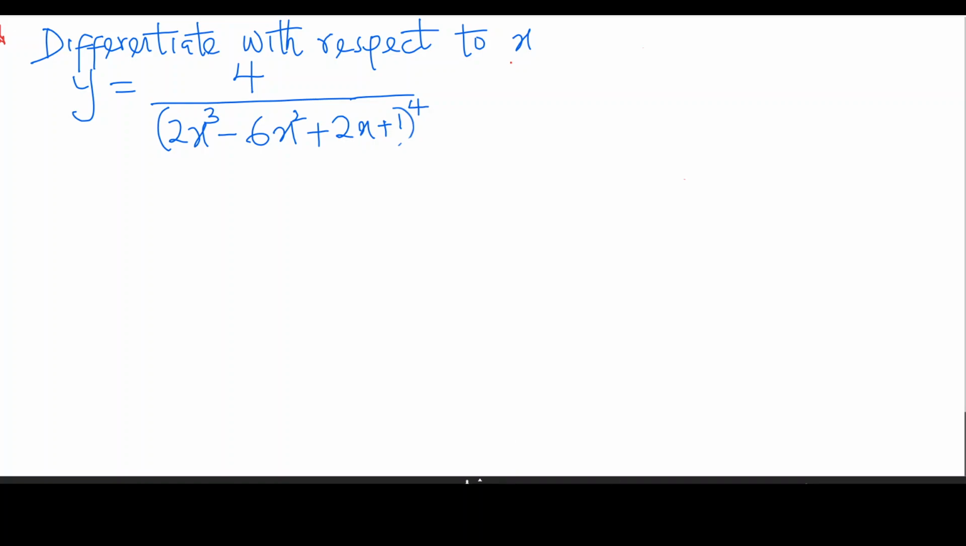All right, in this video, we are going to be solving this question together, and it says we should differentiate with respect to x, y equals 4 over (2x raised to the power of 3 minus 6x squared plus 2x plus 1), everything raised to the power of 4.